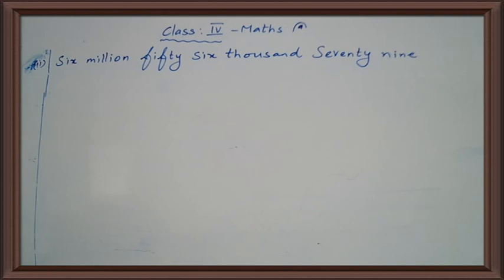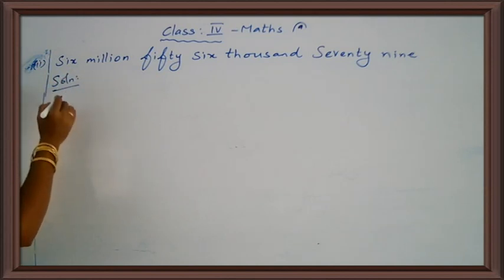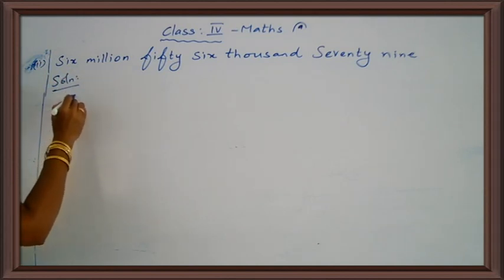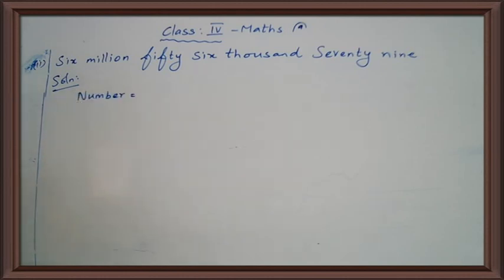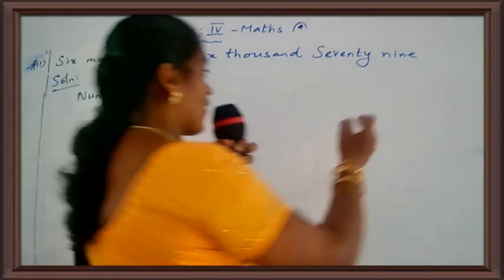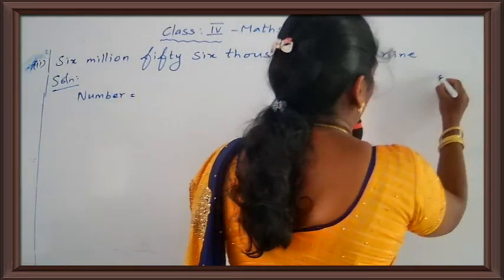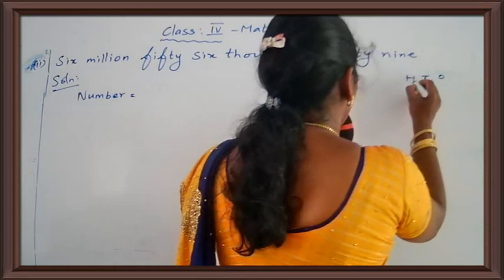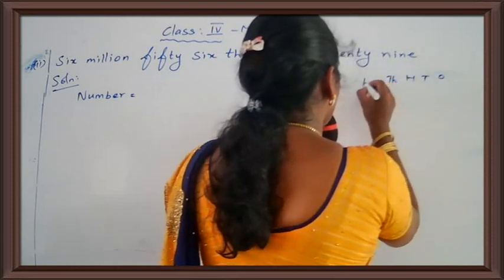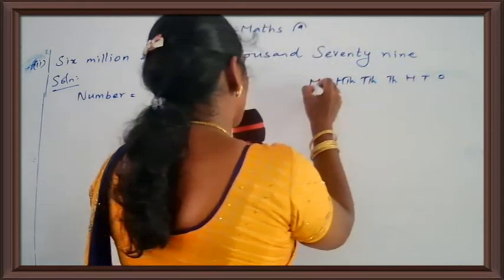So first of all you write the numbers. Your question is given in words, so you write the numbers. So the number is 6 million. So roughly you do the place value chart: ones, tens, hundreds, 1,000, 10,000, 100,000, million, 10 million. Okay children, so now 6 million.